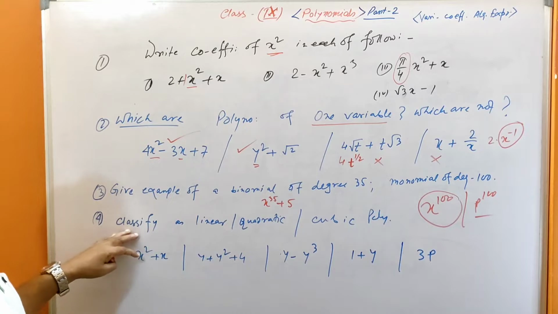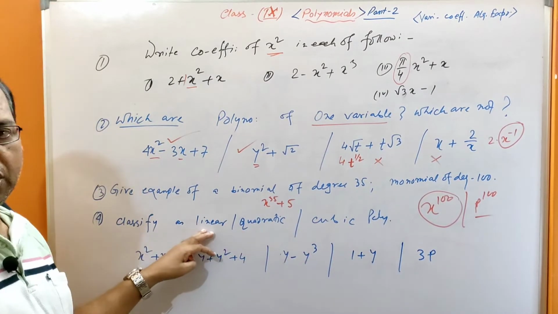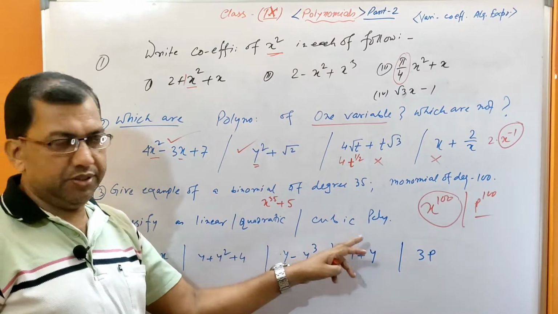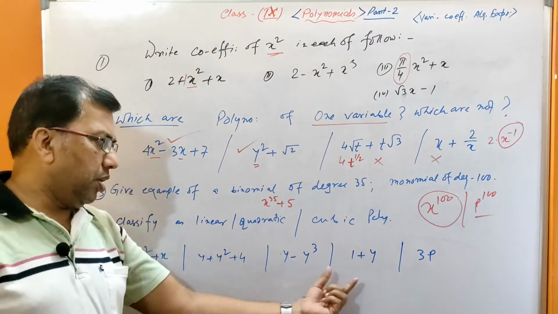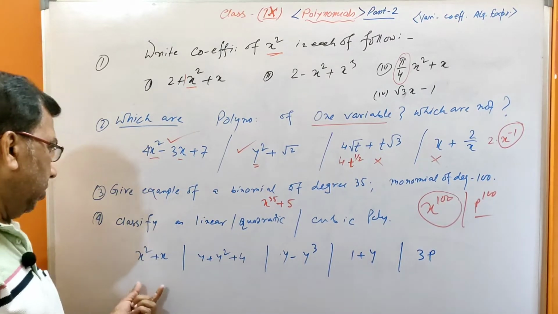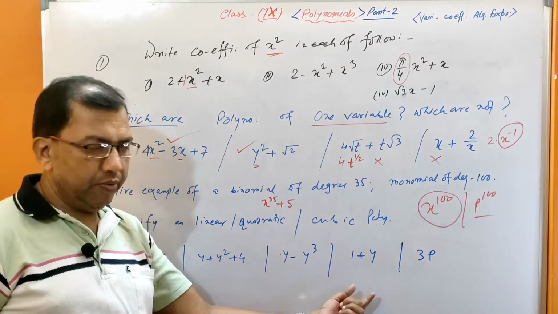Classify as linear, quadratic and cubic polynomials. Linear, quadratic or cubic polynomials. Okay? So what is this? This is a polynomial. This is a polynomial. Among all of these, you have to find out which is linear, which is quadratic, which is cubic. Clear?